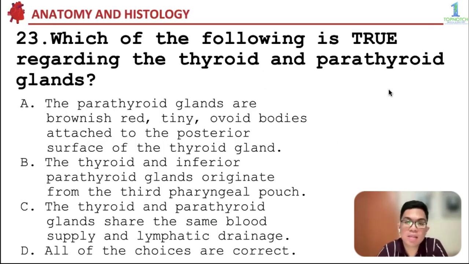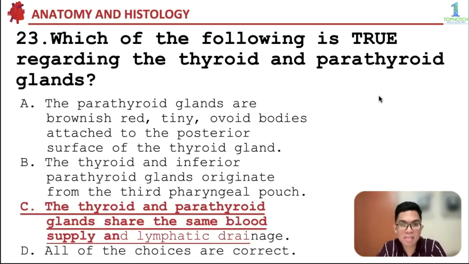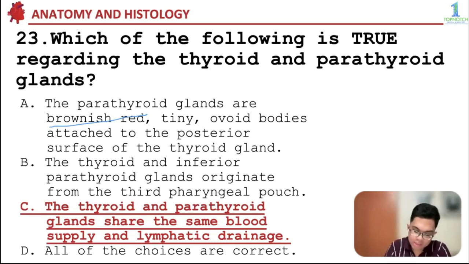Which is true about the thyroid and parathyroid? Correct answer is only letter C. So they share the same blood supply and lymph drainage. So the parathyroid glands are actually yellowish to yellowish brown. They're not brownish red. The thyroid does not originate from the third pharyngeal pouch. It's actually an endodermal diverticulum or outpouching from the endoderm.